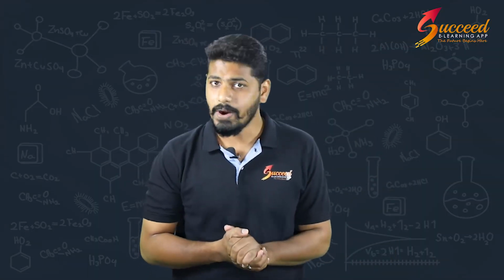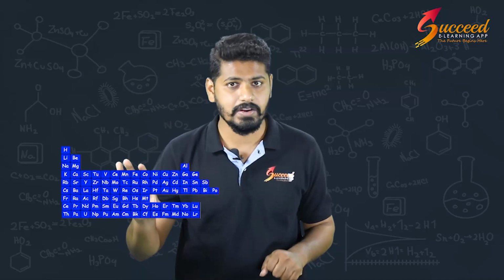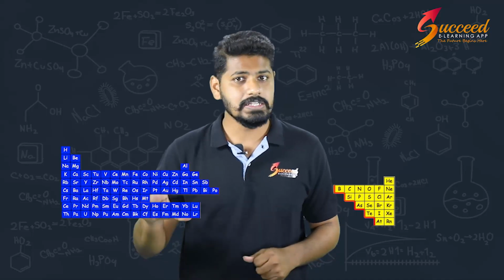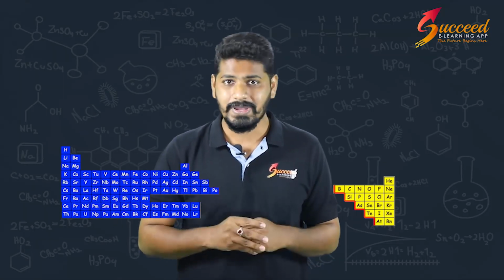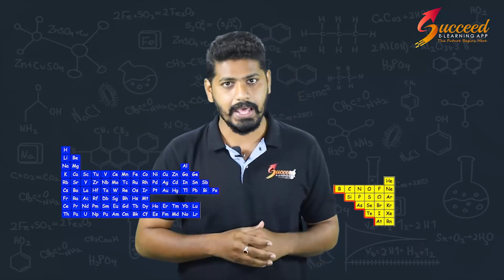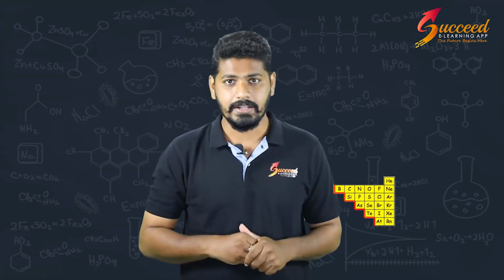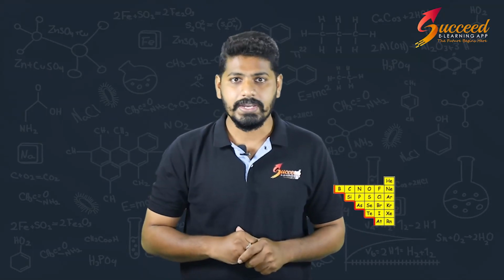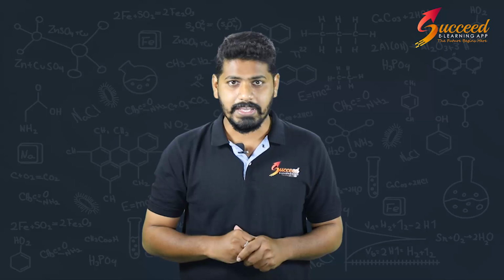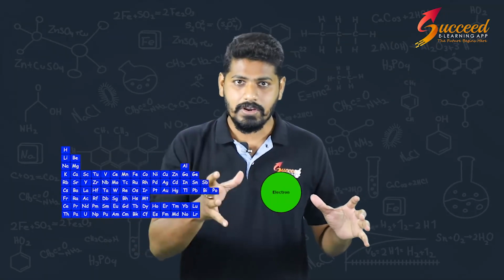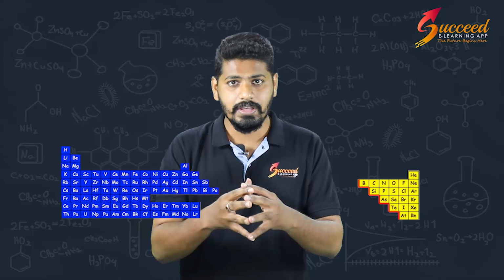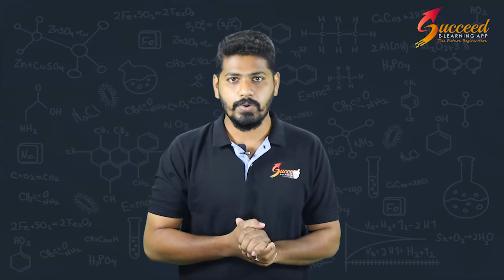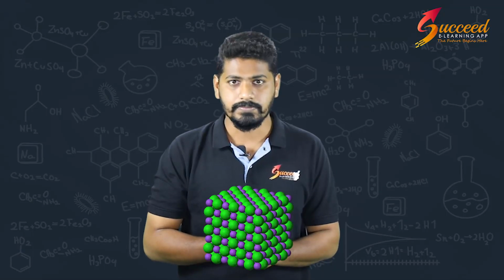Now let's see what happens when a metal is reacted with a non-metal. In the beginning itself, I told you that metals are electropositive in nature. That means they are ready to donate the lone pair of electrons. In case of a non-metal, they are electronegative and they are ready to accept the lone pair of electrons. Because of this property, when the metal loses an electron and the non-metal accepts the electron, because of the opposite charges, these two combine and form a new compound called an ionic compound.